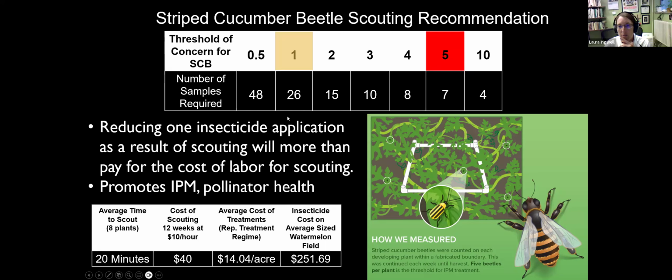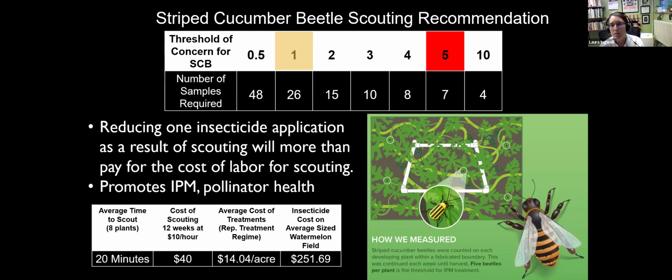So we have those two different thresholds, one beetle per plant for cucumbers and cantaloupe, and 5 beetles per plant for squash, pumpkin, and watermelon. This is some work that a previous student, John Turnist, did in our department and published. When you want to try to get that threshold of 1 beetle per plant, you need to be sampling about 26 plants on average in your field, and you should be doing that in a random design so they can fly in and migrate, so checking on the edges and the interior of the field.